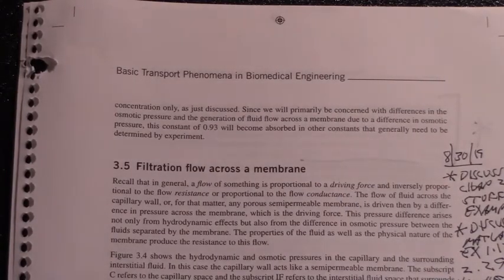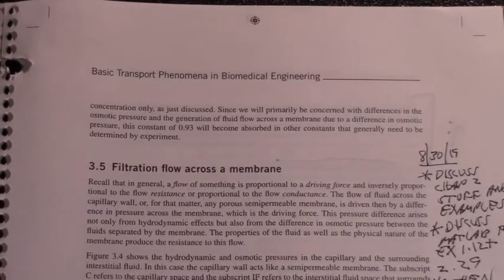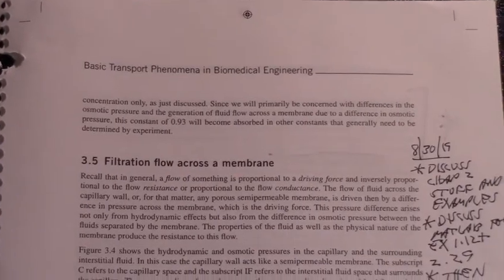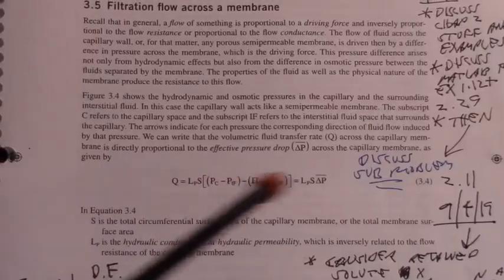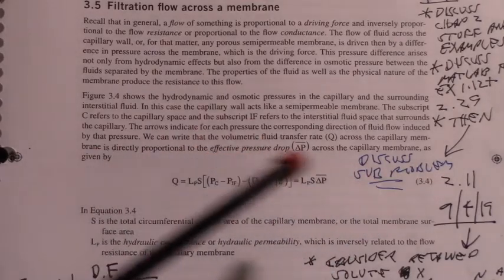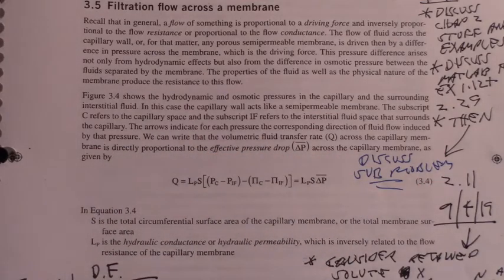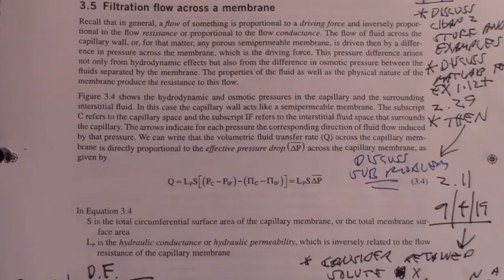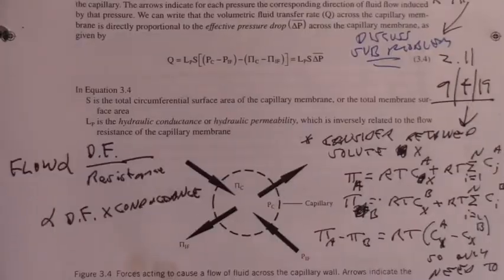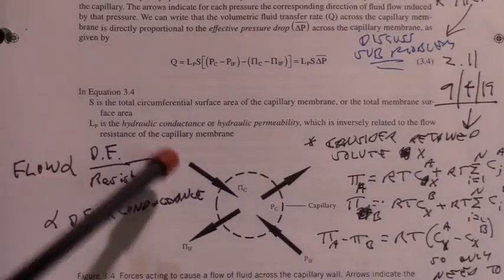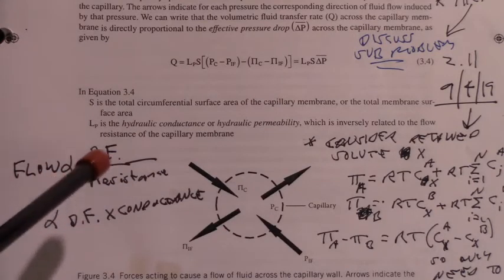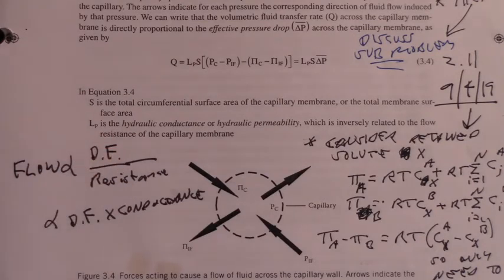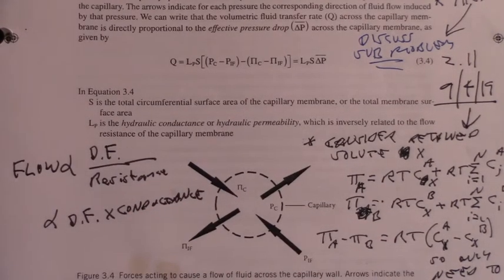Okay, so just a couple quick examples there that illustrate how we can use some of these calculations. This is a very important equation. We'll be using it a lot in our biotransport course as we go through. Here I've got written, remember, kind of burn this into your brain, that the flow of anything is proportional to a driving force divided by a resistance, or the driving force multiplied by a conductance.